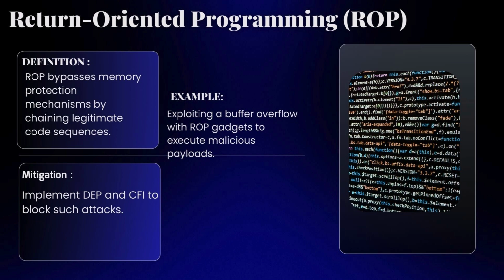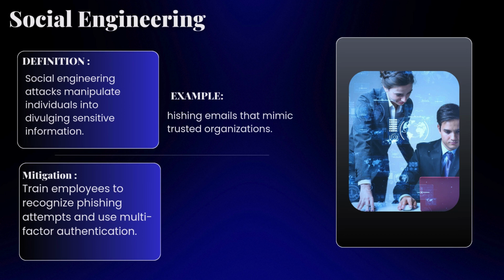ROP bypasses memory protection mechanisms by chaining legitimate code sequences, or gadgets, to execute malicious payloads, exploiting a buffer overflow with ROP gadgets to execute arbitrary code. Mitigation. Implement data execution prevention, DEP, and control flow integrity, CFI, to block such attacks.